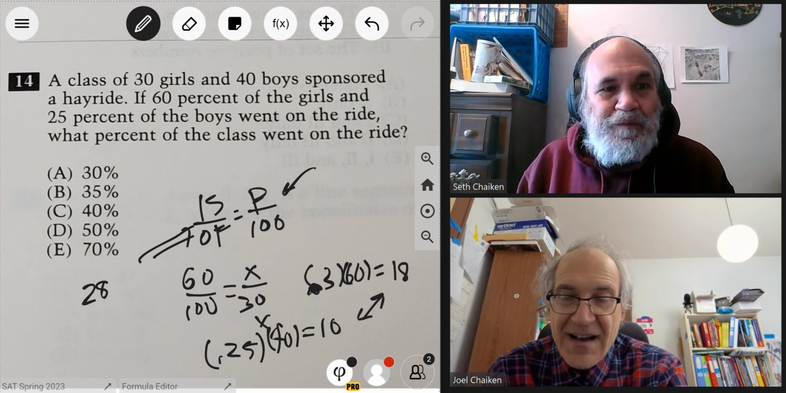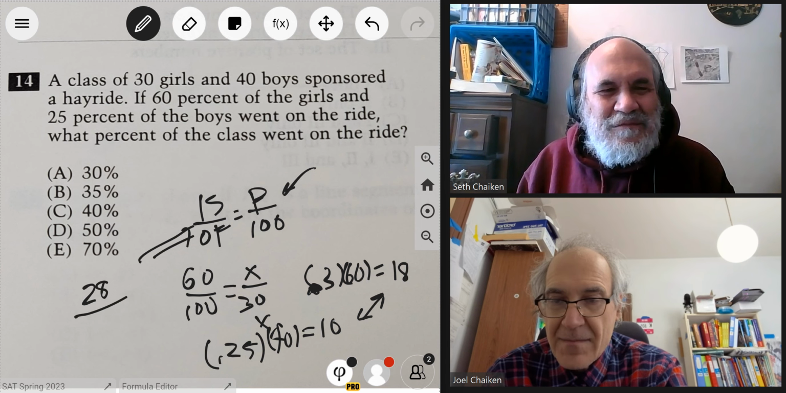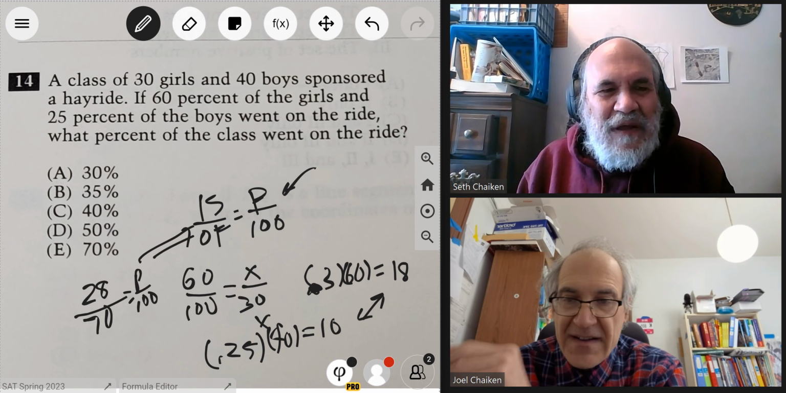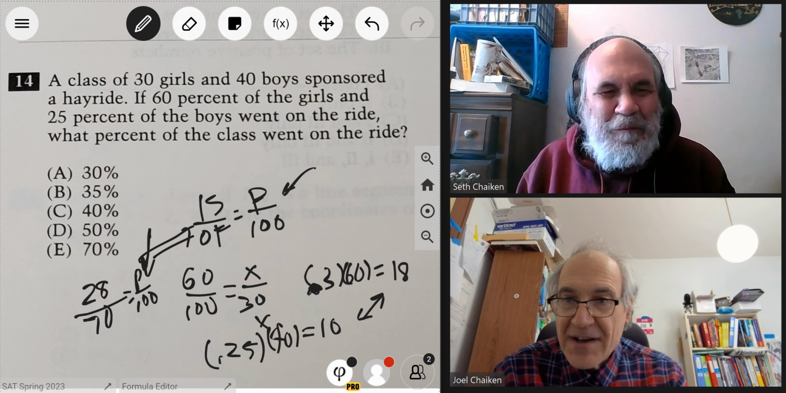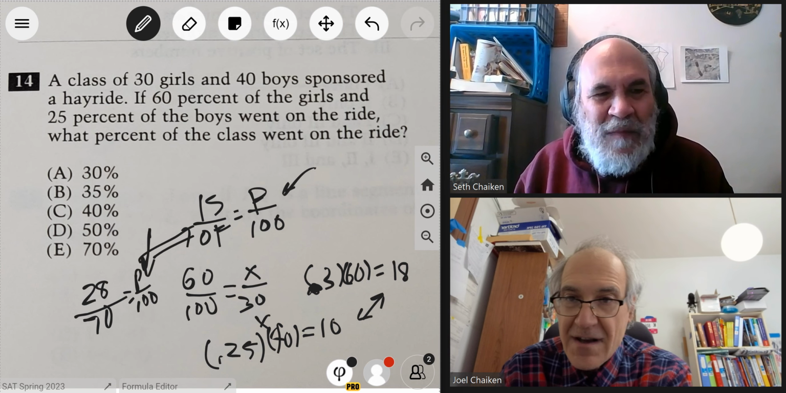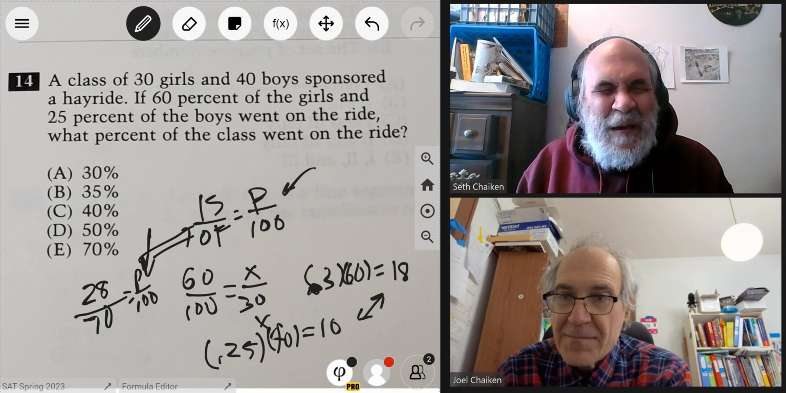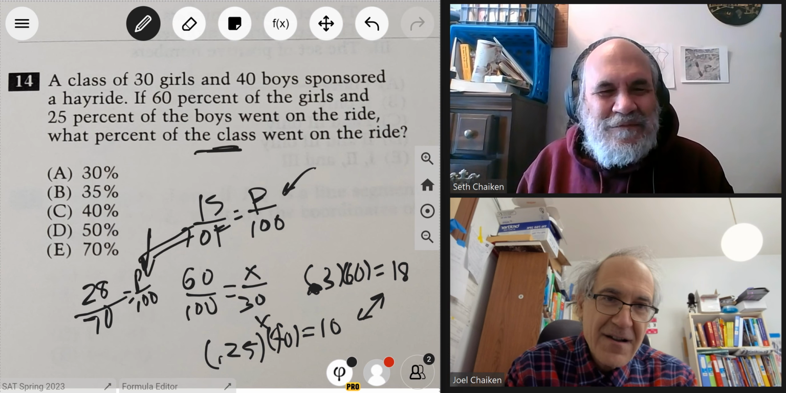Now we go back to this formula. They're asking, what percent of the class went on the ride? It would be 28 over the sum, 70, would be P over 100. And the answer is P. Right now, you got to make sure you read this right, because the fractions, you got to make sure you're doing the fractions right. So let's see. What percent of the class? What do you think, Sam?